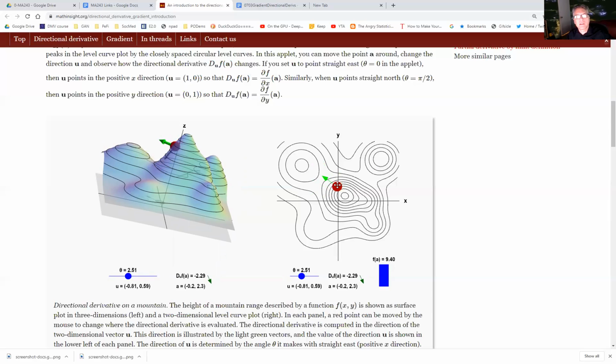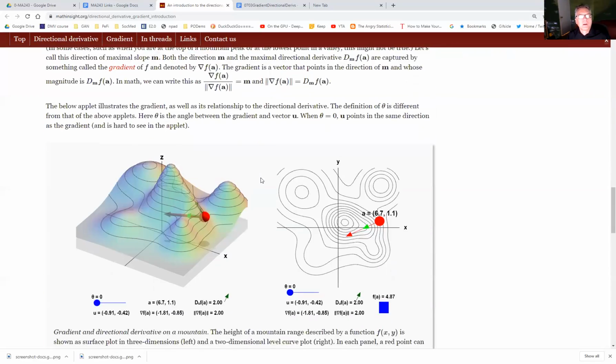So it looks like I'll put the point at the steepest spot. It's like right there. That's where the directional derivative will be biggest. Looks like it gets up to 2.2 or thereabouts. That's about as big as it gets.